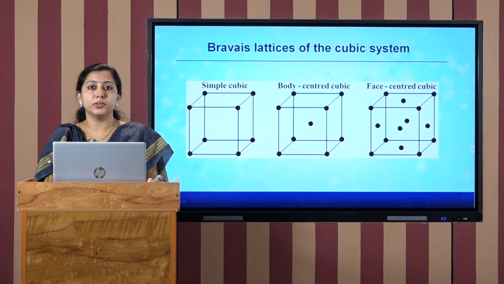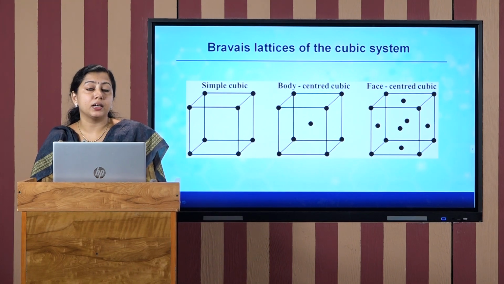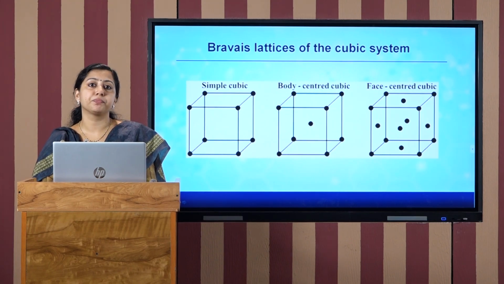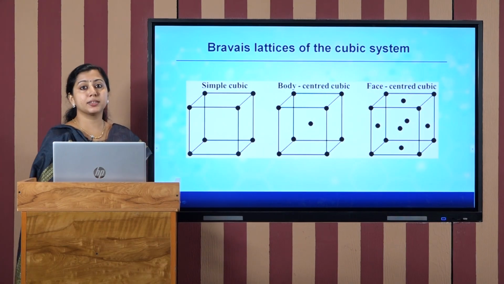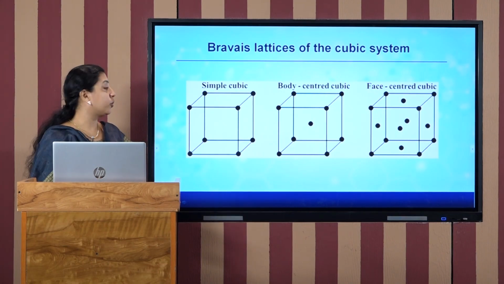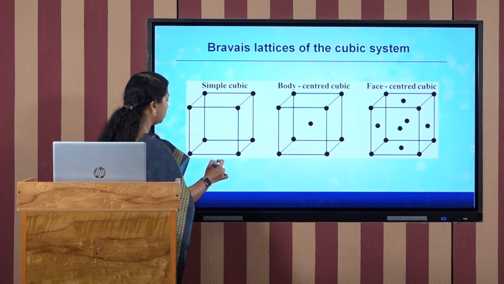Now, we will move on to today's session. We will have a detailed study of the 3 types of Bravais lattices of a cubic system. While considering a cubic crystal system, there are 3 types of Bravais lattices. We have a simple cubic system with motifs at the corners, which is called a primitive unit cell.